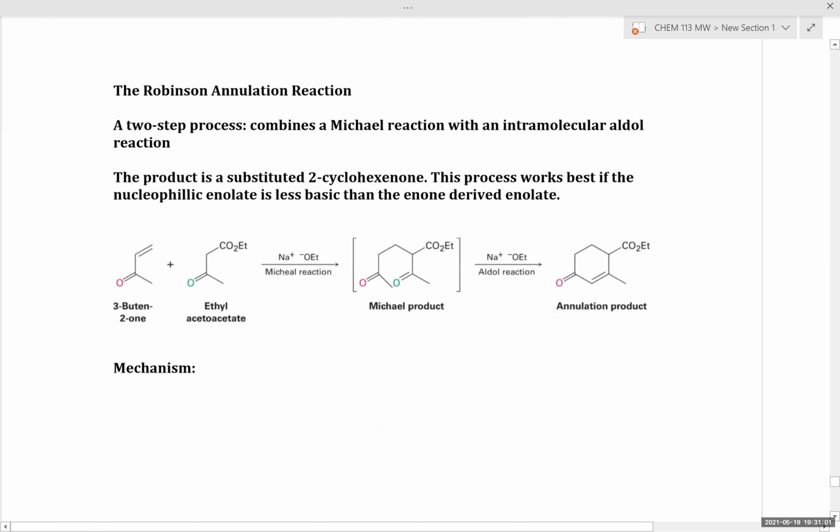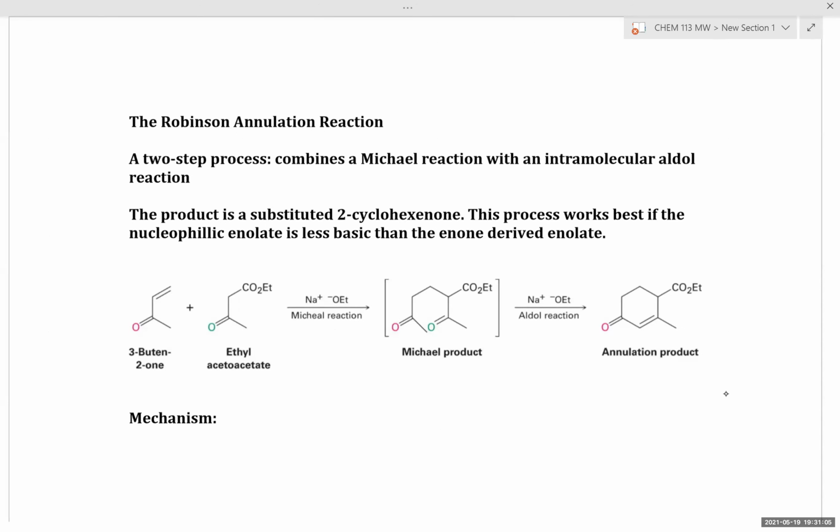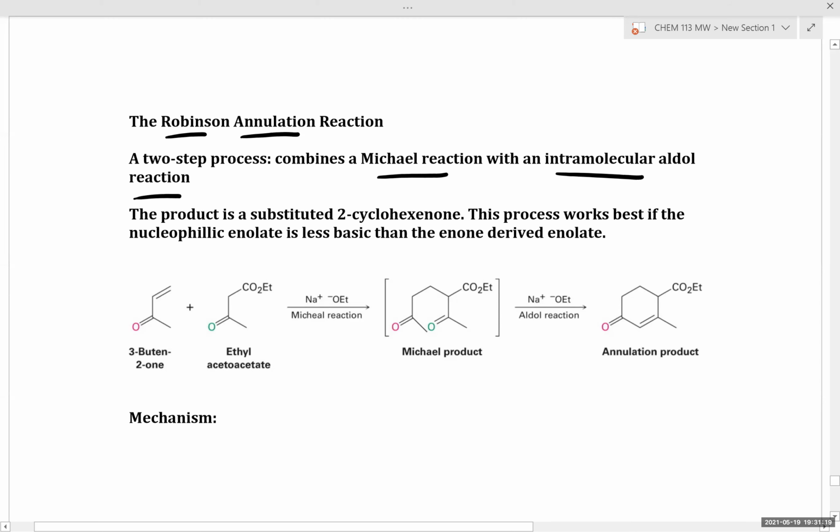And let's talk about an application of the Michael reaction and Aldol reaction into a cascade reaction known as the Robinson annulation. This is a two-step reaction that combines a Michael reaction with an intramolecular Aldol reaction. This is a great way to prepare substituted cyclohexenones. And the process works best if your nucleophilic enolate is less basic than the enone-derived enolate.